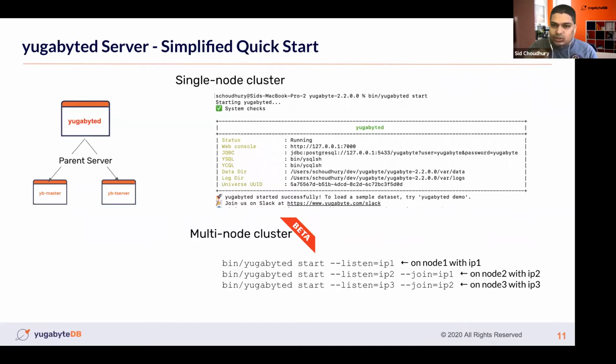So that's what the experience will look like. What is very exciting to us is the one that we moved to beta, which is the multi-node cluster experience, where all you have to do is on 3 different nodes, you start with a listen IP of 1, then you do another node with a listen IP of 2, but you join the previous IP, and then you do a third node with a listen IP 3, and you join the previous IP.